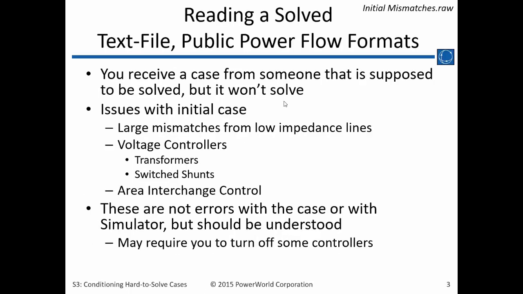So what do you do when you're reading a solved text file-based public power flow format and you get that case that someone supposedly solved, but when you load it into Simulator, it doesn't solve? There might be issues with the initial case. There might be large mismatches on low impedance lines. That's usually not a real big problem. That can be handled. Voltage controllers such as transformers and switch shunts, maybe they were on control, maybe they weren't in the original case. We don't really know that in some situations.